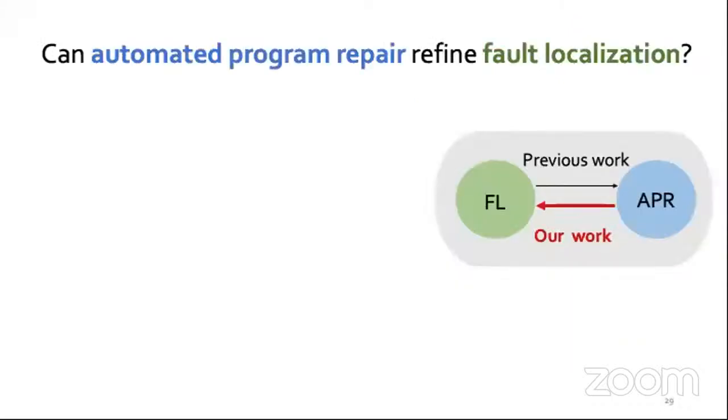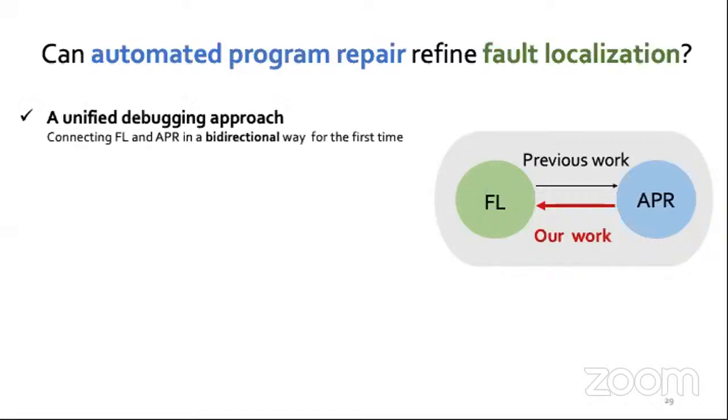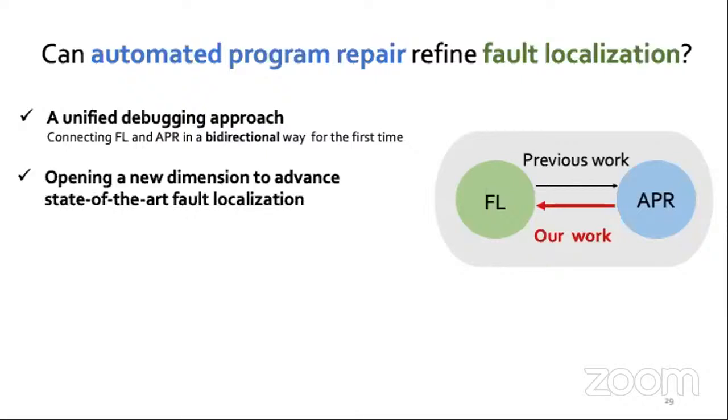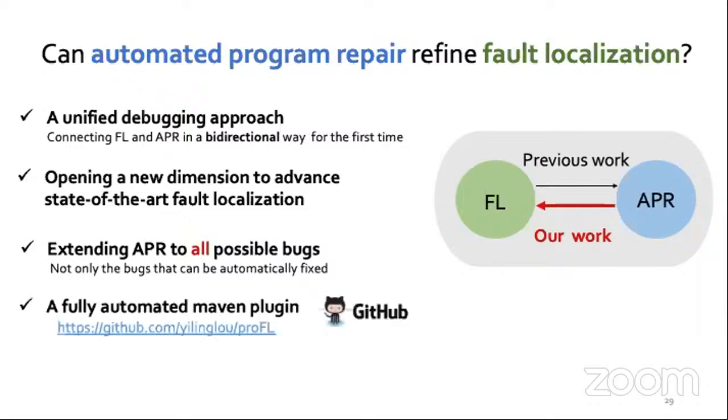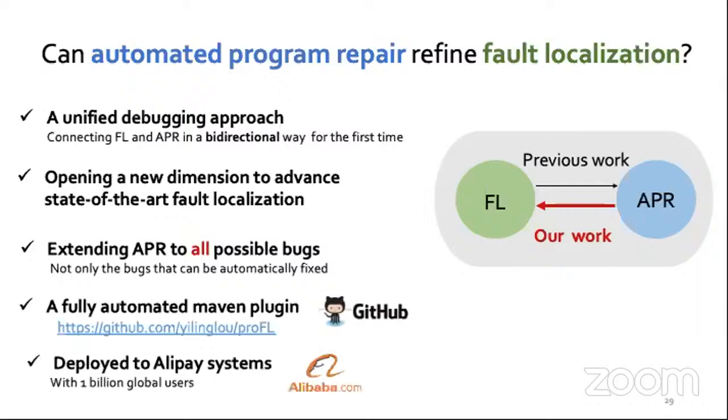In this paper, we explore the question: can automated program repair refine fault localization? To answer this question, we propose a unified debugging approach, connecting fault localization and APR in a bidirectional way for the first time. We not only open a new dimension to advance the state of the art in fault localization, but at the same time, we extend APR to all possible bugs, not only the bugs that can be automatically fixed. We also implement our approach as a fully automated Maven plugin and have deployed it to the Alipay system with over 1 billion global users.